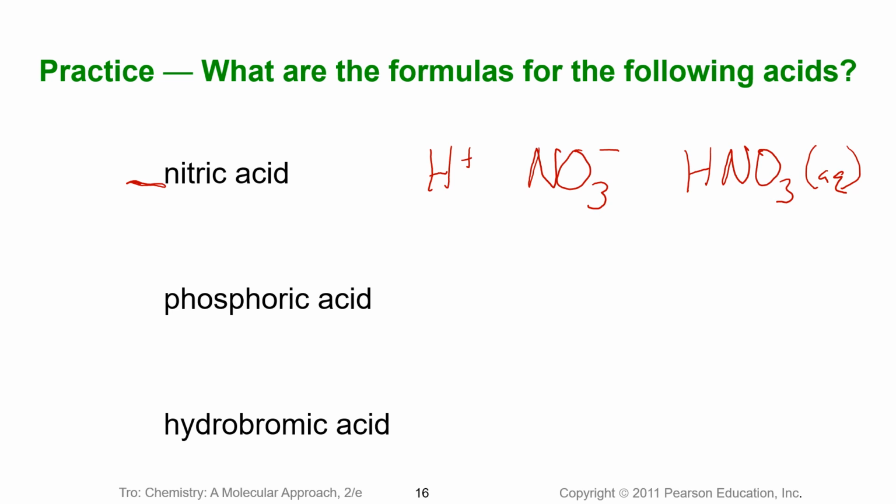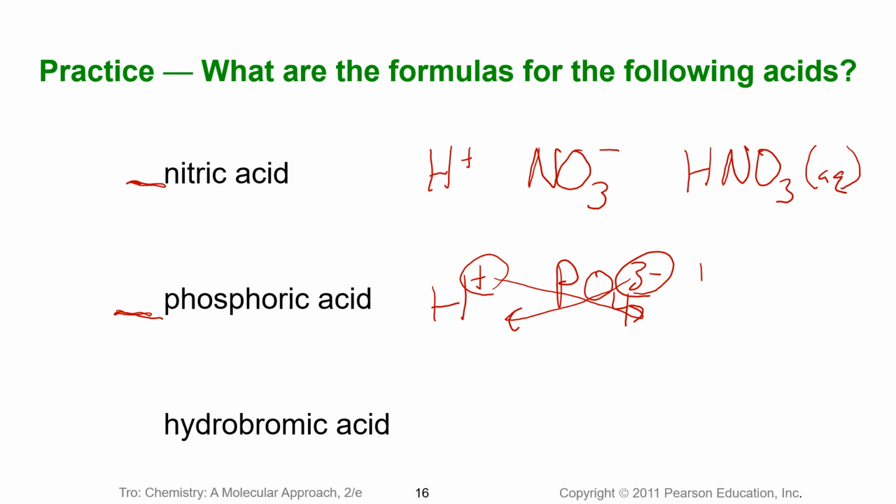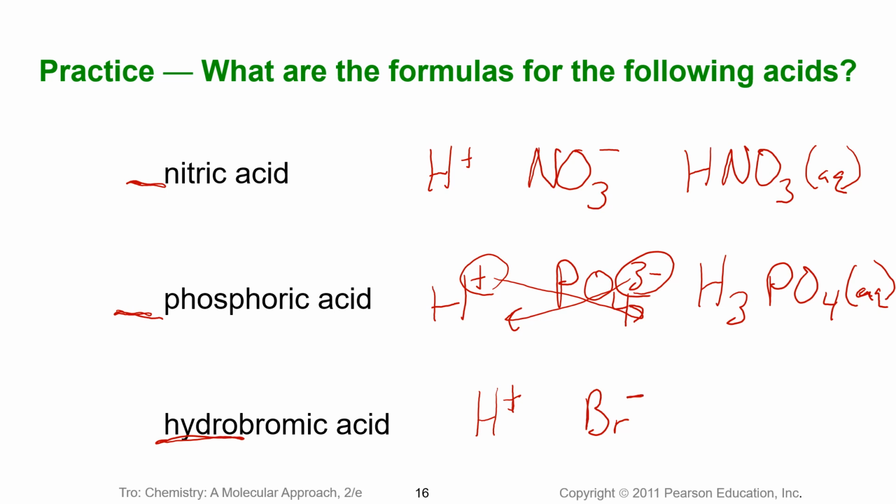Phosphoric acid, again, it ends in acid, so our cation is H+. There's no hydro, so that means it's going to contain oxygen, so this is phosphate, PO4 3-. Cross our charges, and we get H3PO4. Write AQ to show that it is an acid. Hydro means that it is just one other element. So the acid tells us it's H+. The hydro says that this is just bromine. So our acid would be HBr.